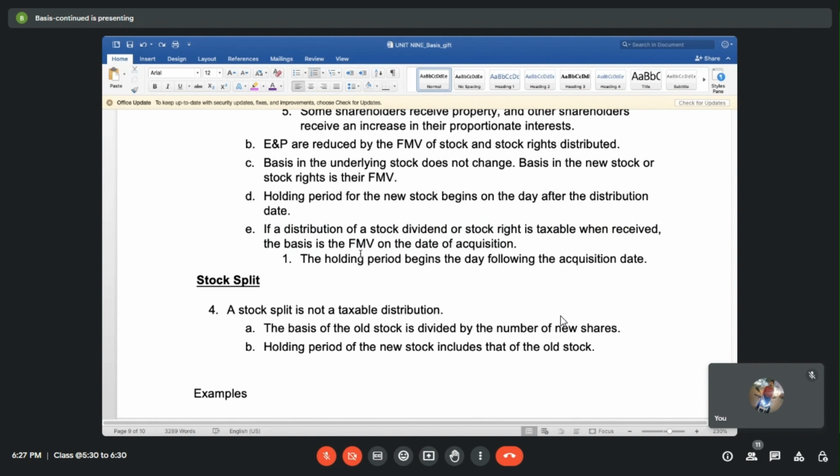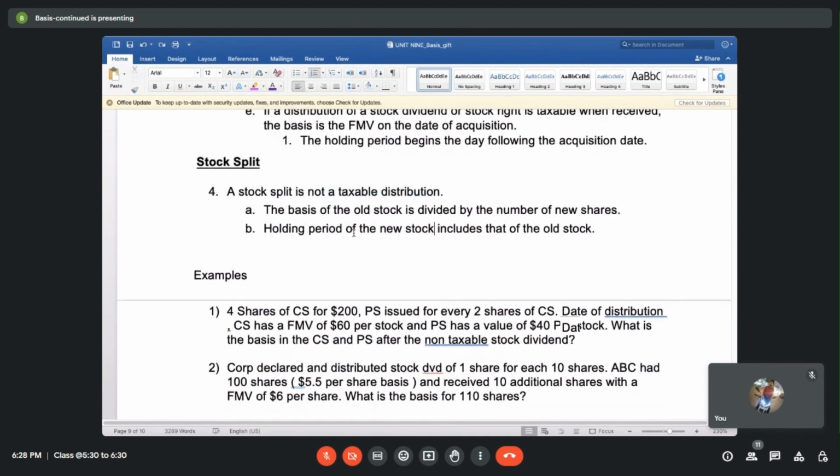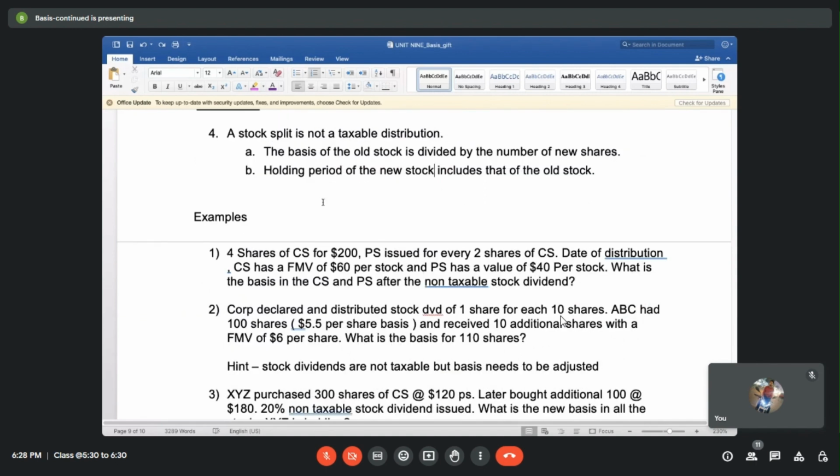Essentially, constructively, you need to think of it that somebody is having an income, they pay tax on it, they're left with post-tax income, they go and buy a property. So it's the same thing. Stock split, if you are splitting up the stock, then it's obviously not a taxable distribution. Just that the number of stocks changes. Okay, and holding period of new stock will include that of old stock.